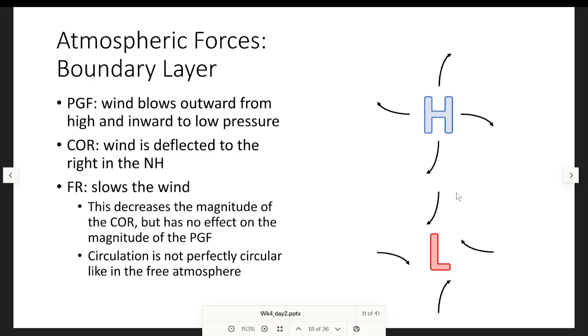When you have friction, if the wind slows down, that means the effect of Coriolis is going to be less. So you're going to have less of this rotation near the surface than you are in the upper levels, because the wind's going to move slower. So the circulation will not be perfectly circular like in the free atmosphere. Friction does not have an effect on the pressure gradient force. It just has an effect on wind speed and Coriolis.